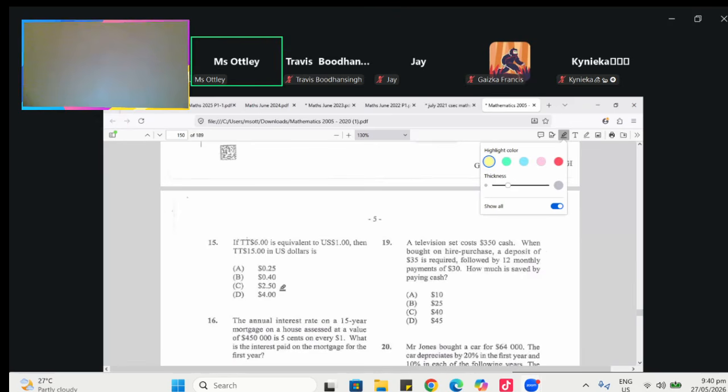If TT $6 is equivalent to $1, then TT $15 in US dollars is C. $2.50. Without even calculating, if US $1 is $6 TT, then US $2 would be $12 TT, right? And then between 12 and 15, I have $3, so that'll be 50 cents.